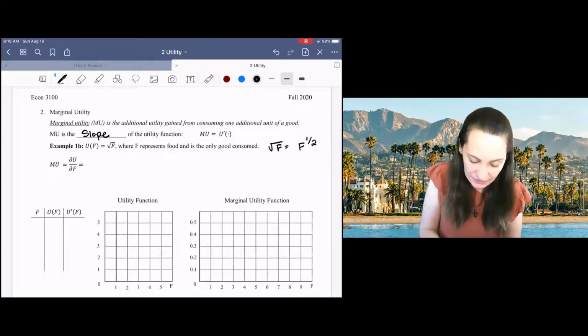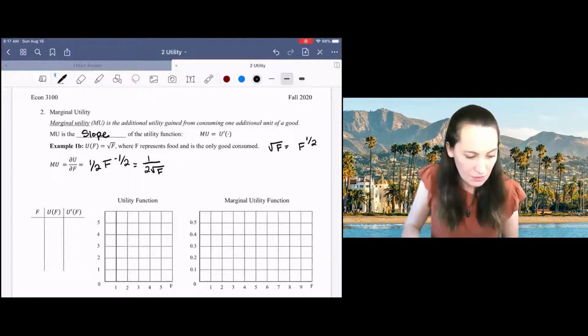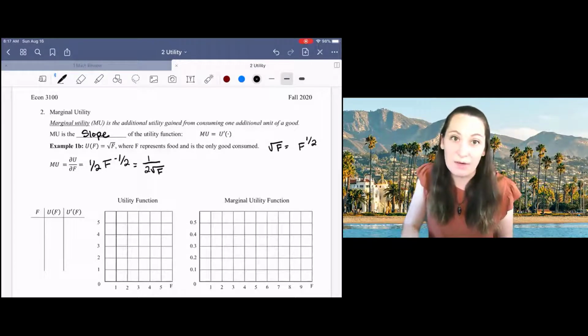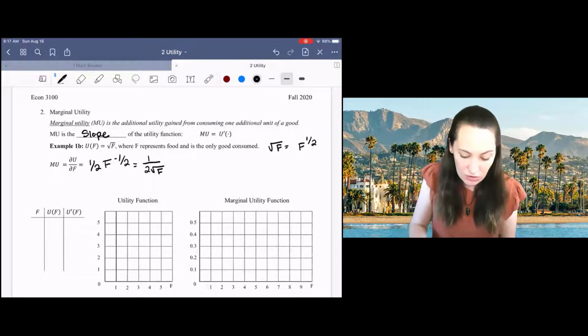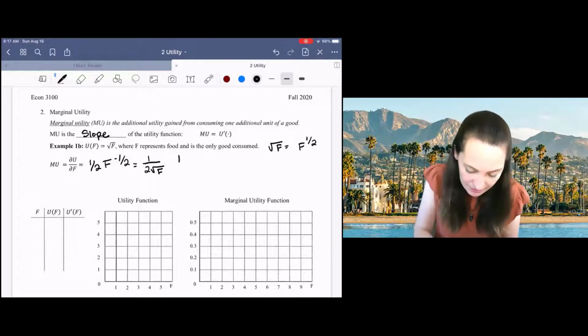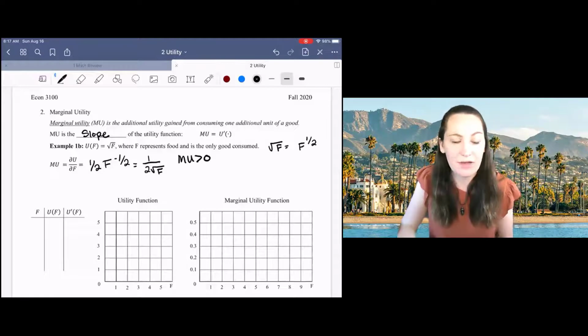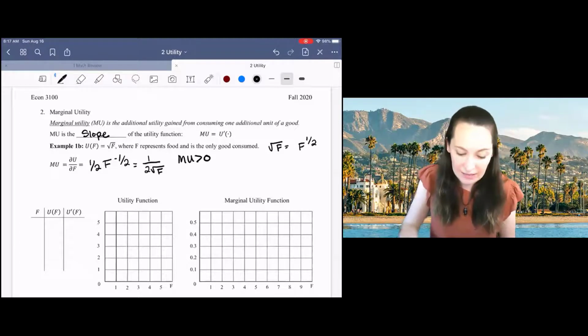So now if I want to take the derivative of f to the 1/2, that's going to be 1/2 f to the negative 1/2, which of course you could rewrite as 1/2 square root of f. That's our marginal utility, and we want to think about what it looks like. So I can see here, because f only takes on positive values, you can't have negative food, that this fraction is always going to be positive, right? It's always going to be bigger than 0.